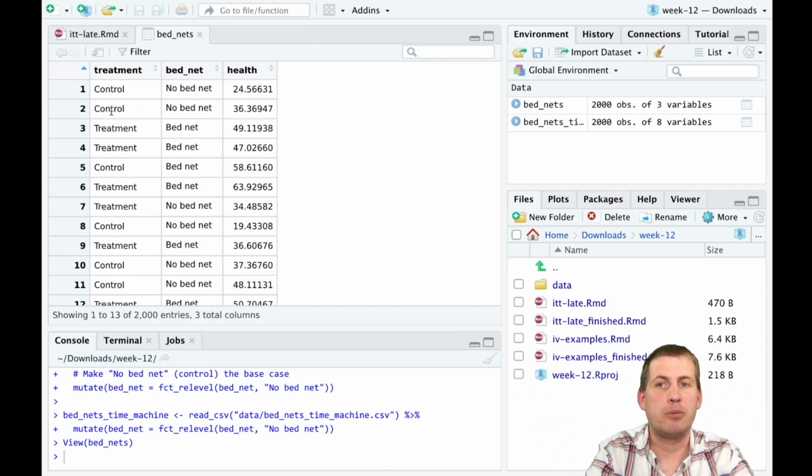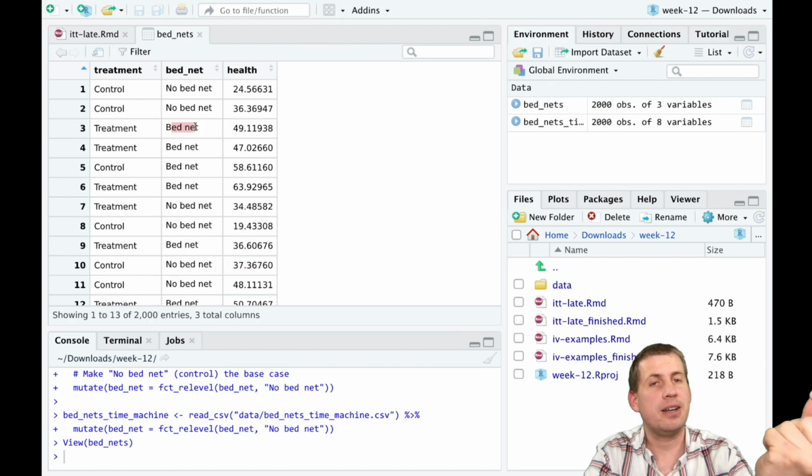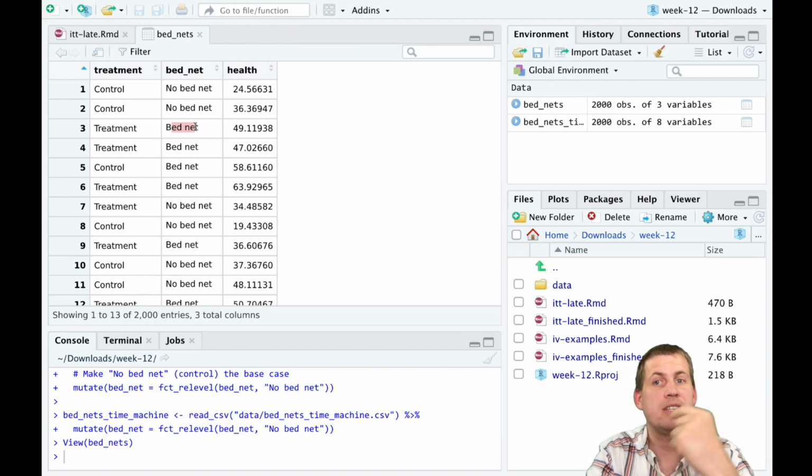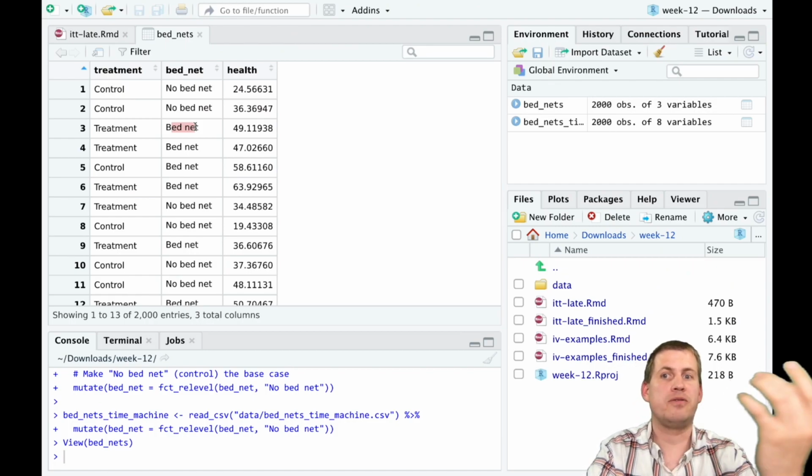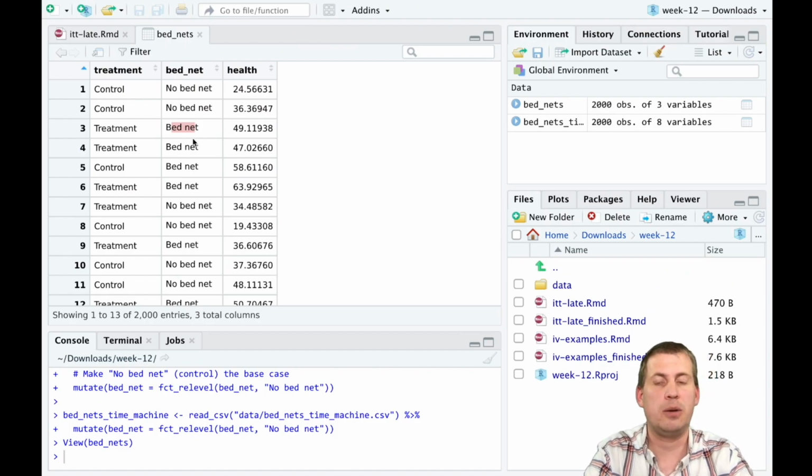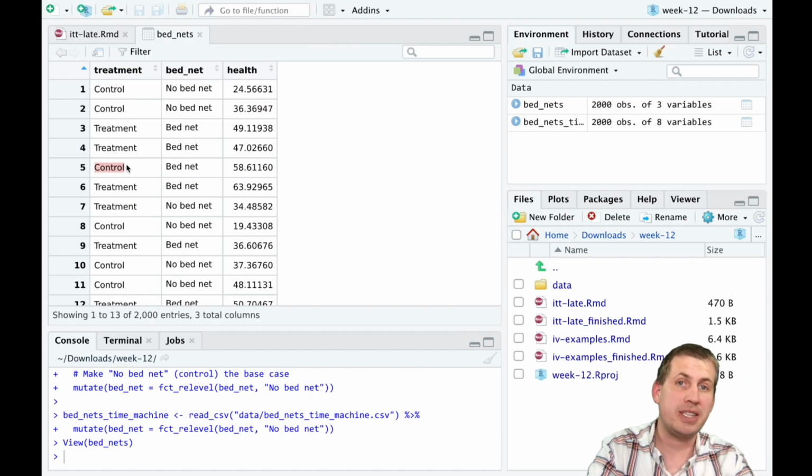Person 2, same situation here. We don't know if they didn't use the bed net because they were listening or because they are never takers. Person 3 was assigned to the treatment group and used the bed net. But here, again, we can't tell if they used the bed net because they're a complier or because they would have done it anyway and they're an always taker. We have no way of telling the difference there. Person 4, similar.